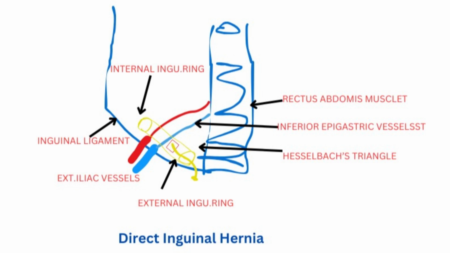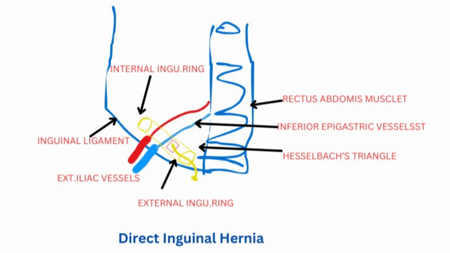Now let's talk about direct inguinal hernia. Direct inguinal hernia is common in older patients. This is as a result of a weakness of the abdominal wall, which is associated with aging. Direct inguinal hernia is less common in females because of the presence of a round ligament, which helps to reinforce the inguinal canal.